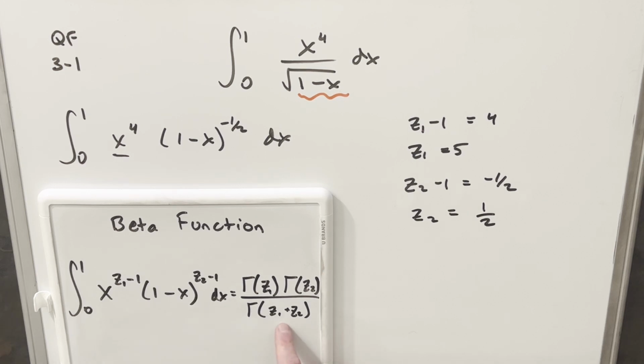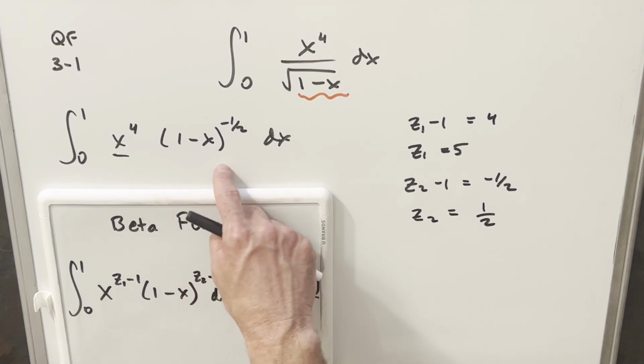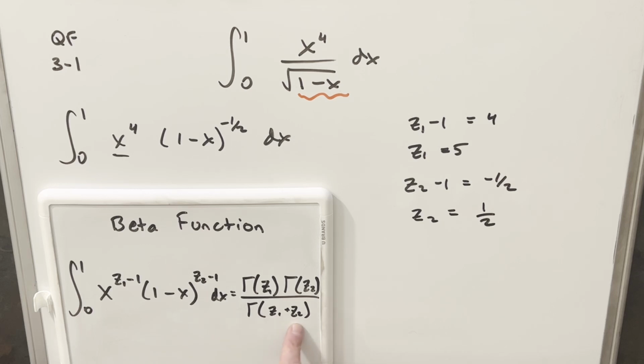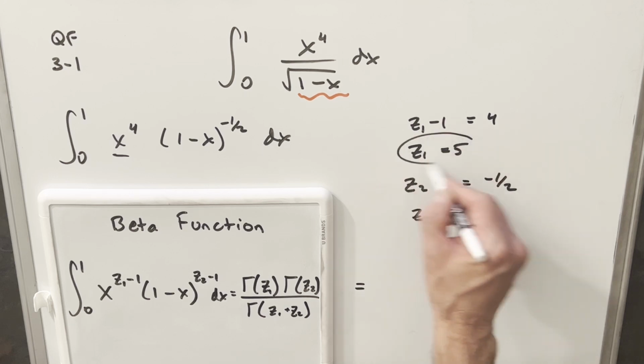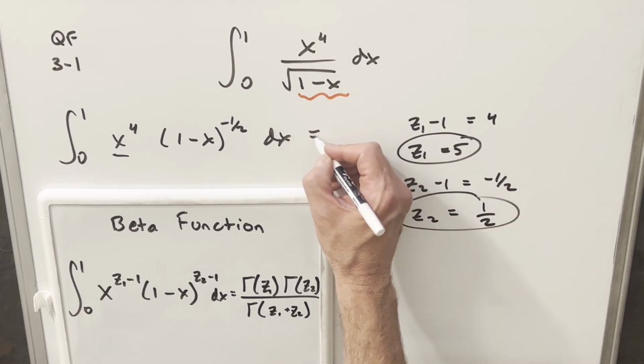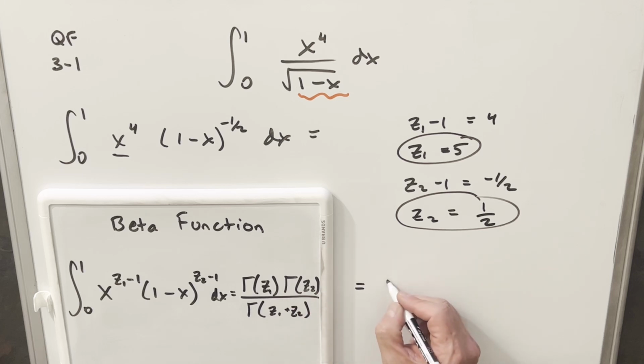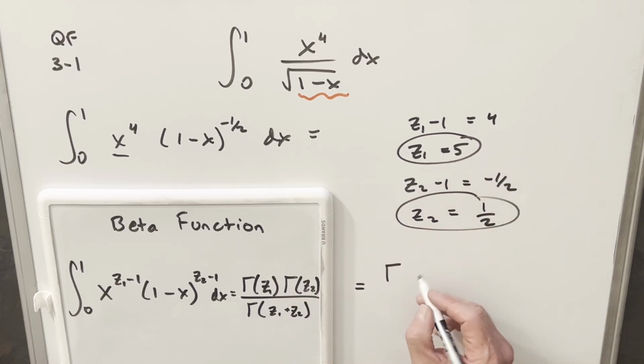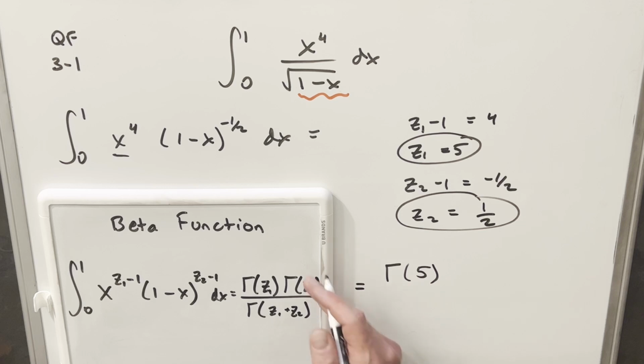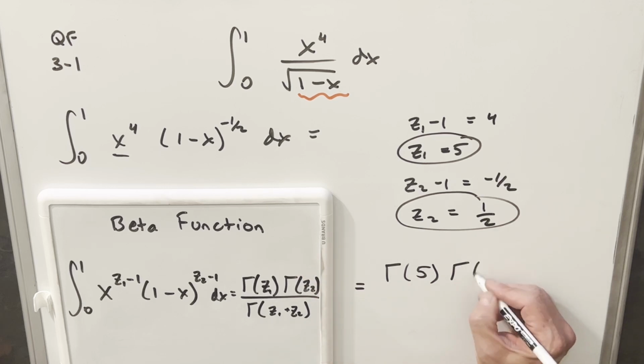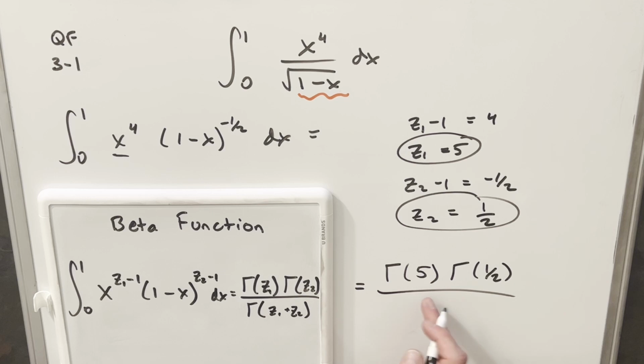The really useful thing about the beta function is that once we have the integral in this form, we can go right to a solution in terms of the gamma function. And that's usually not too bad, because with the gamma function we can use the factorial to calculate it. So let's use this form over here on the right, since we already found our z1 and z2 values. Our answer is going to be gamma of z1, which is 5, times gamma of z2, which is 1/2, all over gamma of z1 plus z2, that's gamma of 5 plus 1/2, which I'll write as 11/2.